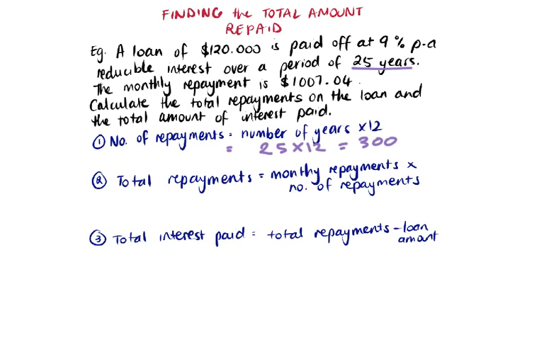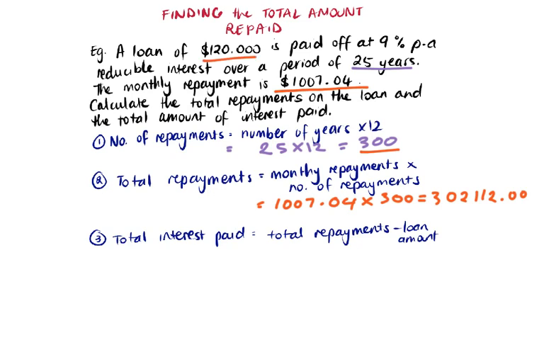The second step is we're going to find the total repayments. And what we're going to do there is multiply the monthly repayments by the number of repayments. So the monthly repayments, as you can see, is right there. So we're going to multiply that amount by the number of repayments, which we've just worked out as 300. So our total repayments over the 25 years is $302,112. So as you can see, that is a lot more than the initial 120 that we borrowed.